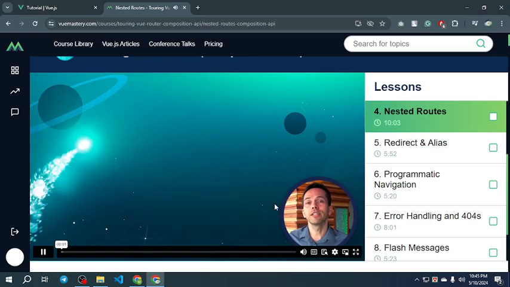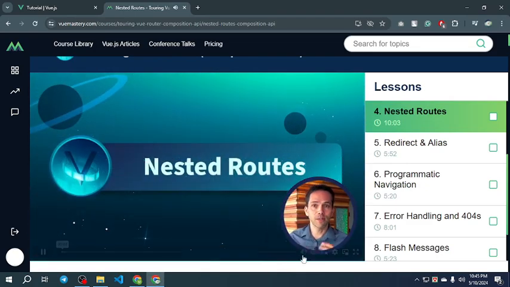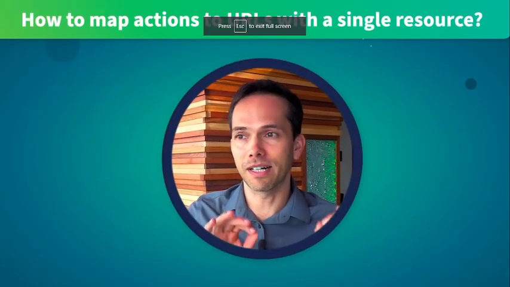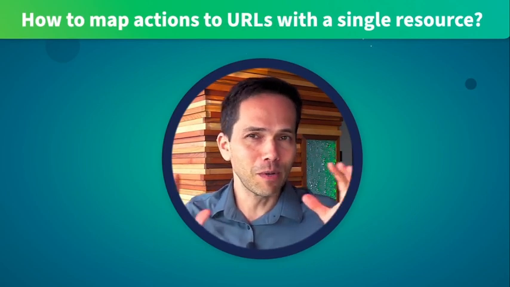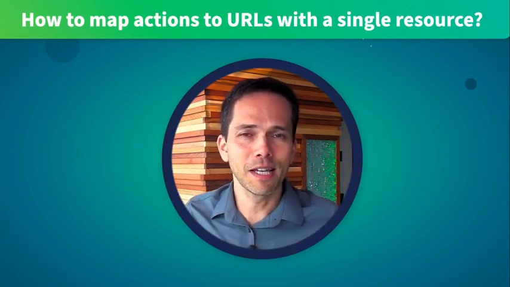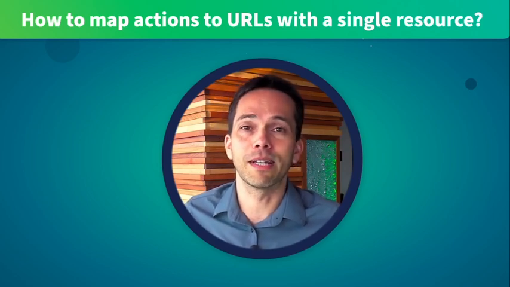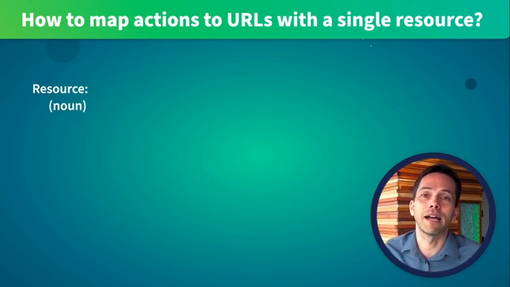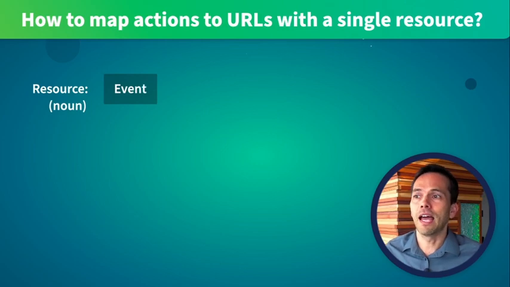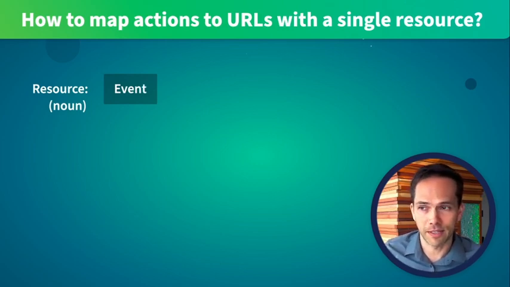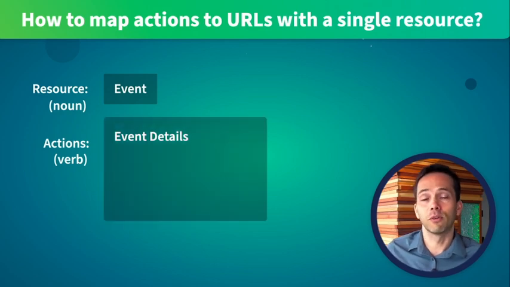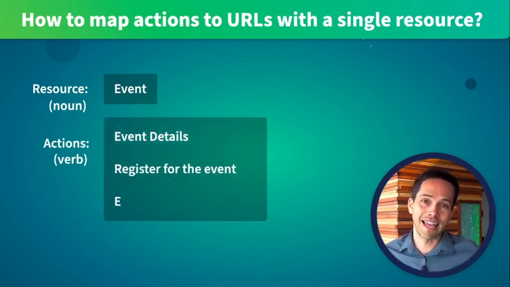In this lesson, we're going to be looking at nested routes, and we'll start by asking the question, how do we map actions to URLs with a single resource? Which might sound a little complex, but what we're talking about here when we say resource is typically a noun, and in our case, we're talking about an event. And we want to be able to do things with this event, which we call actions. These are usually verbs, such as listing the event details, or registering for the event, or editing the event.